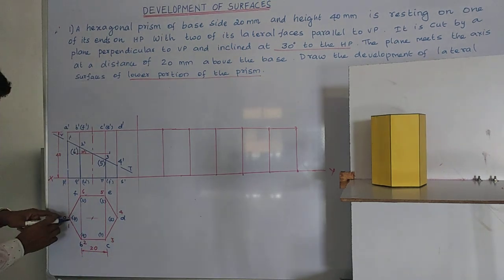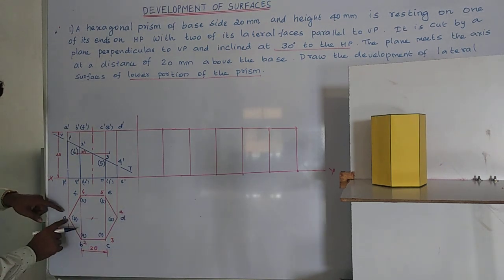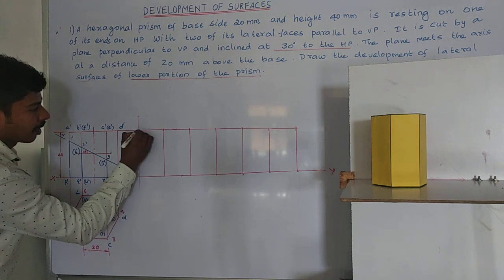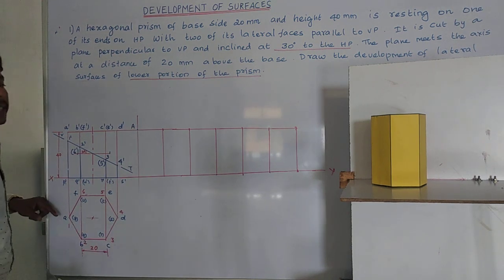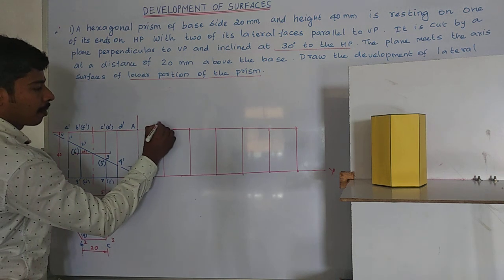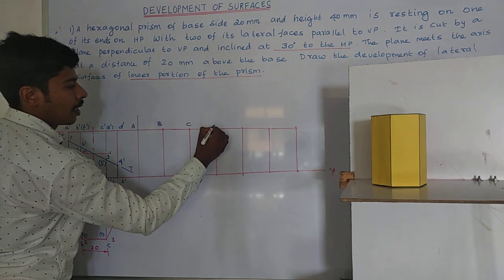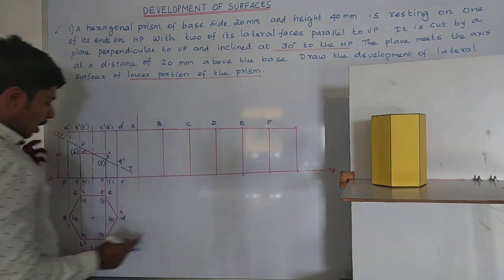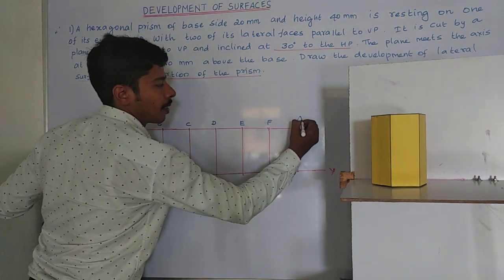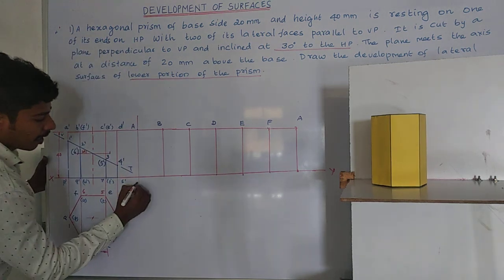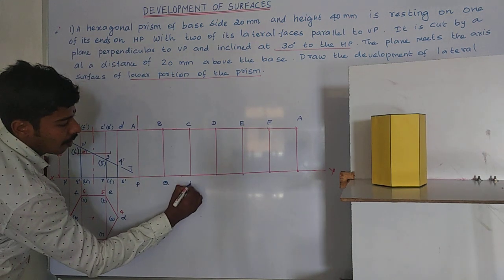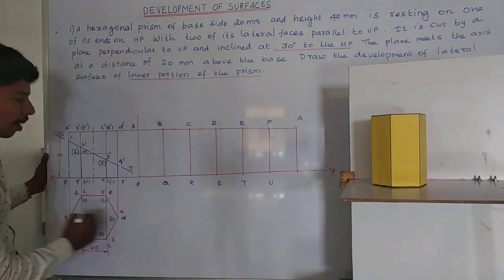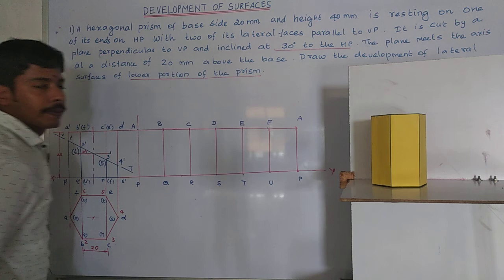Then 6 surfaces. So I name the points. I am going to spread out like this. I am starting the development from A. So this point is A, in capital letters. So this point is B, C, D, E, F, and once again A will come. So from here B, Q, R, S, T, U. Once again P will come.